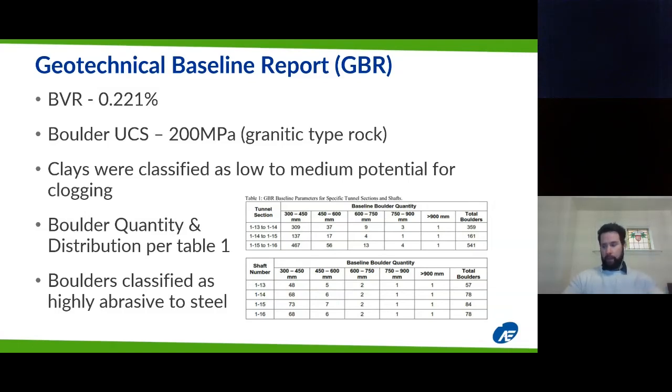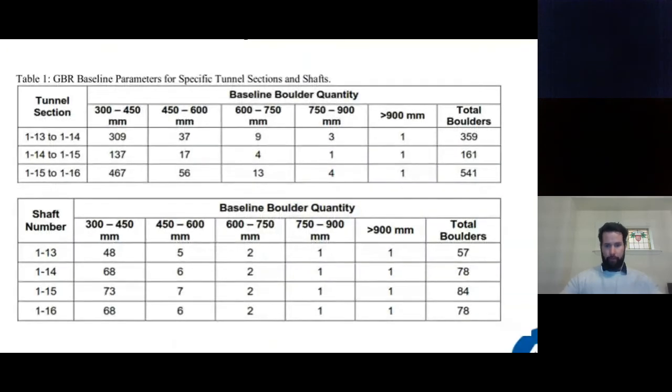If we take a look at the table just to the bottom right of your screen, I will attempt here to zoom in and make it bigger so everybody can see it a little bit more clearly. So we take a quick look at the baseline boulder quantities in the table. It's important to show this because this is going to be the basis of how we developed our pay item.